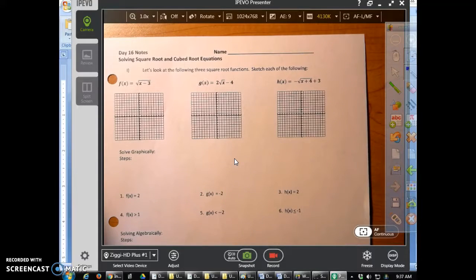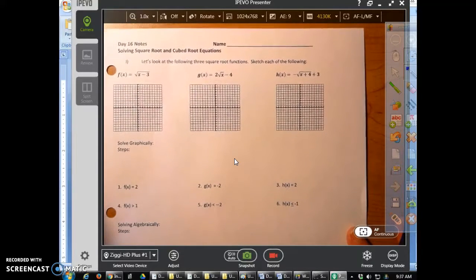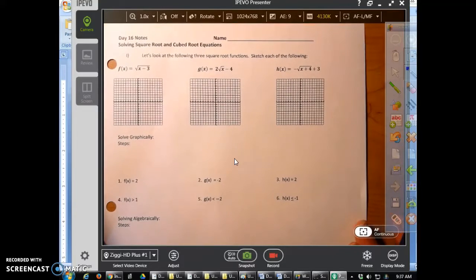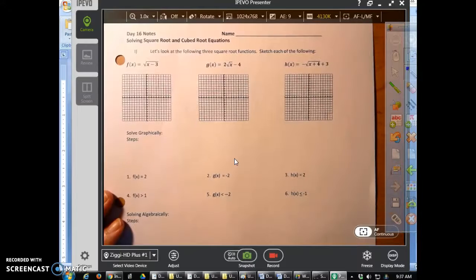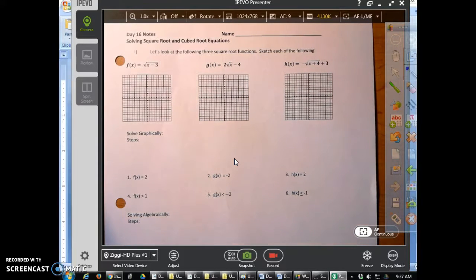Okay, we're going to graph to solve square root and cubed root equations today, and also learn how to solve algebraically. So we're going to start by graphing. This is a recap of what we did on Friday, so this may be beneficial to you as well.